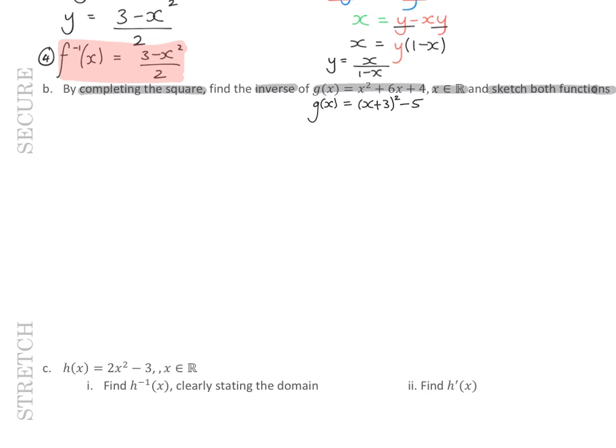Now, you probably learnt how to do completing the square right at the beginning of the course, so if you need to go back and recap that, then please do. So number 1, we have y equals x plus 3 squared minus 5. Number 2, we swap. Number 3, we make y the subject.